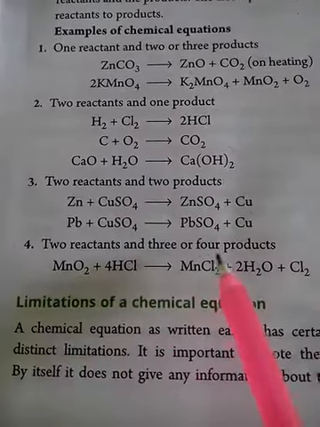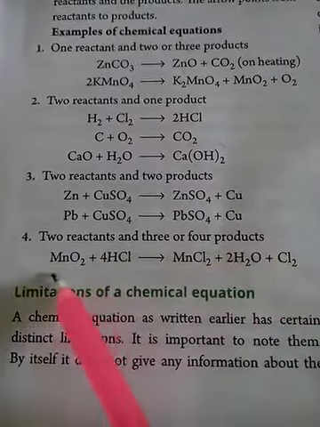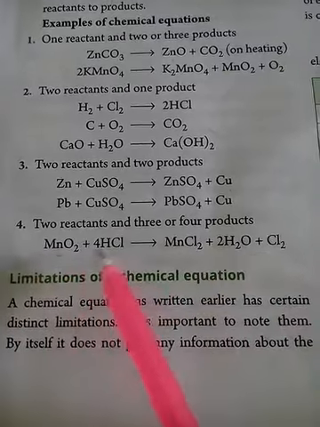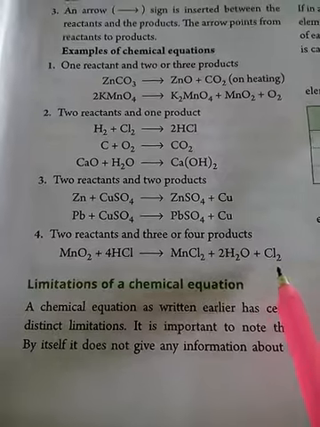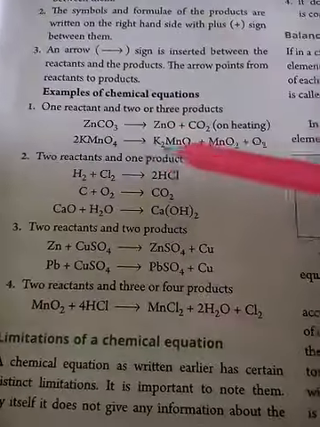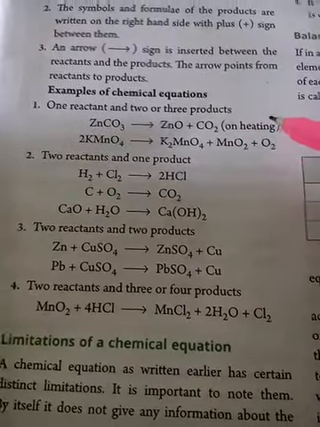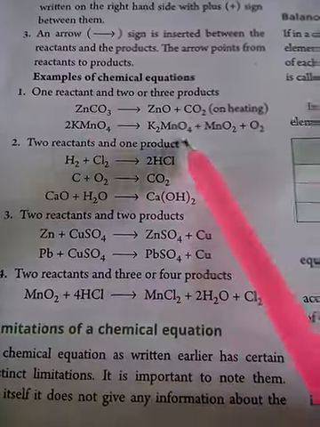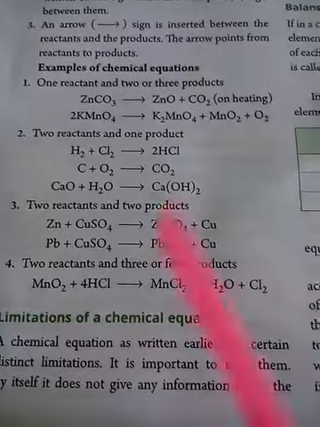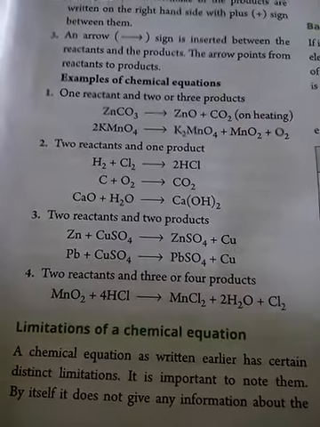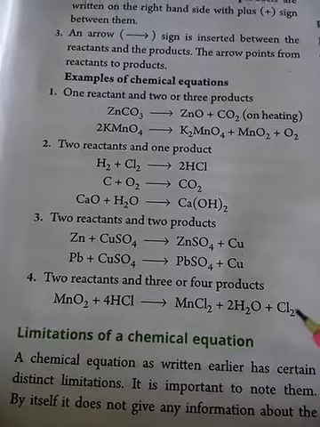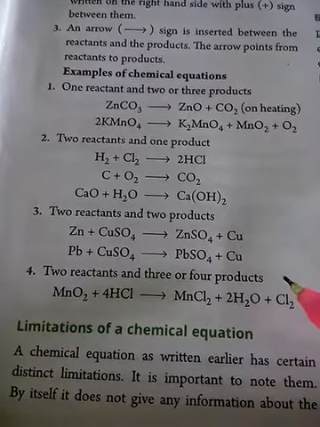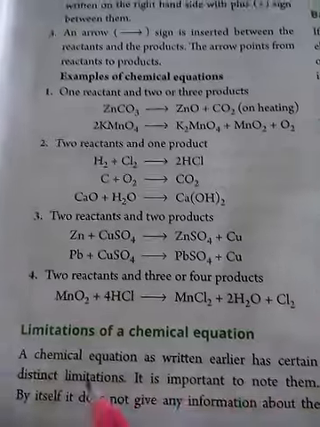Next, two reactants and three or four products. So here you see in this type of reaction, two reactants and more than two products are there. So what did we see? We see that chemical equations can be of many types. It totally depends on how many reactants and how many products you are writing, and what kind of reactants you are taking. So what will be the nature of the reaction? It will totally depend on the nature of the reactants actually.